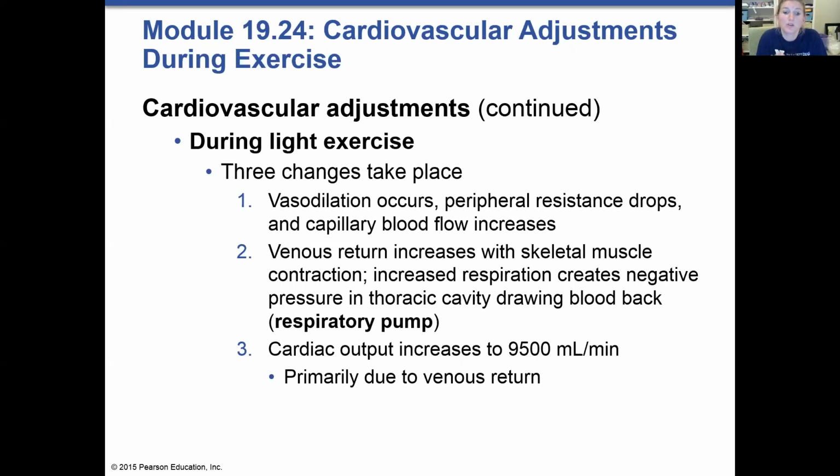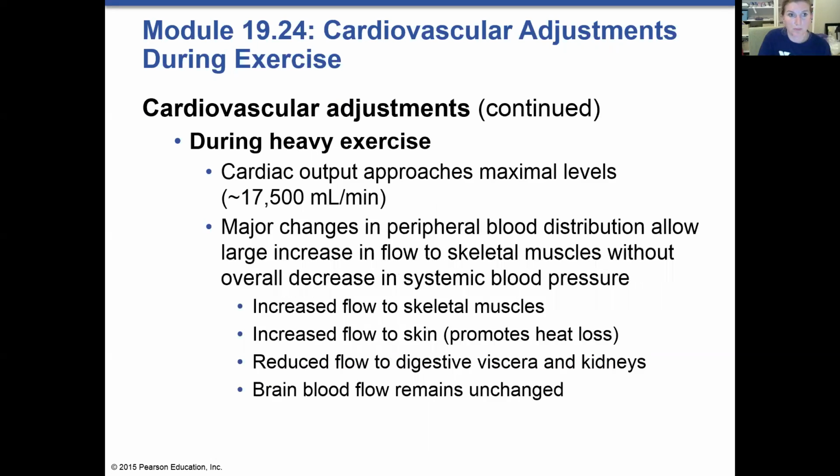The respiratory pump acts like a kind of extra skeletal muscle pump, getting that blood back into the heart. And you also have a cardiac output that can increase up to 9,500 milliliters per minute. And this is mostly due to that increased venous return. And the increased venous return is because of the respiratory pump. So as that respiratory pump is activated with increased oxygen demand, you're therefore going to increase your cardiac output just because that respiratory pump exists.